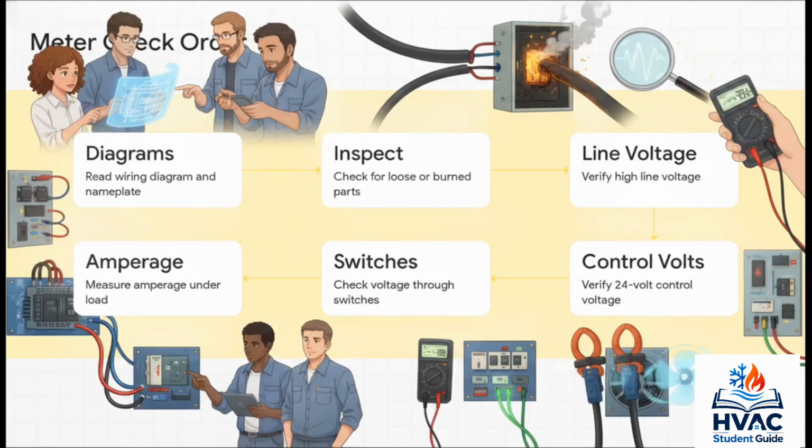And step by step, here is your rigorous meter check order. First, read the wiring diagram. It's your map. Second, use your eyes to inspect for obvious loose or burned parts. Then, verify your high line voltage, followed by the 24-volt control voltage. After that, track the voltage through your switches and contacts. Finally, measure the amperage under a working load. Never bypass a step, and seriously, never guess. Following this exact order is what separates the parts changers from the actual technicians.